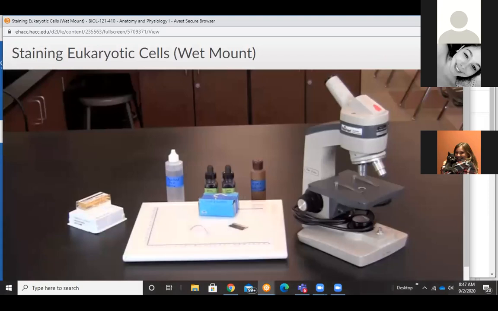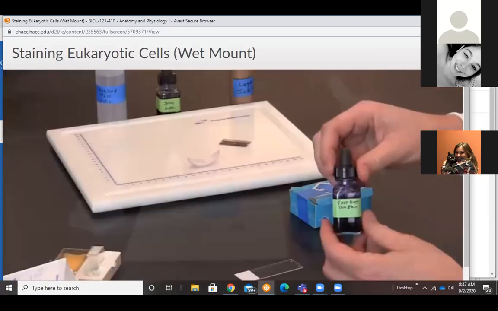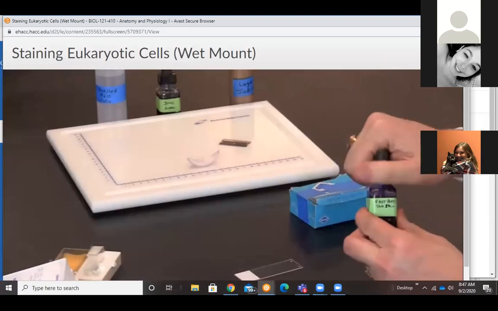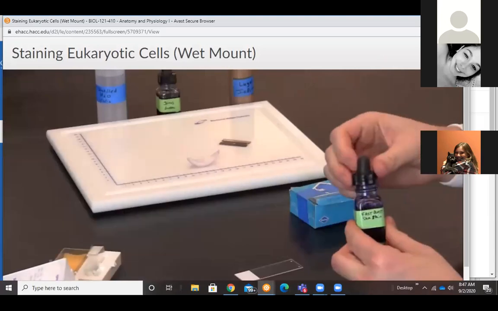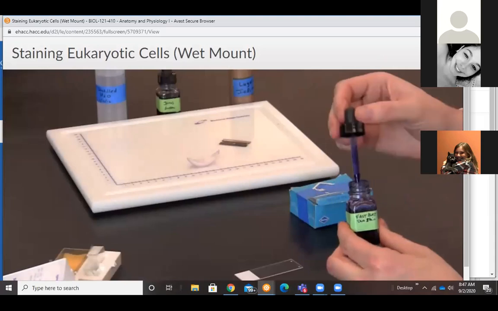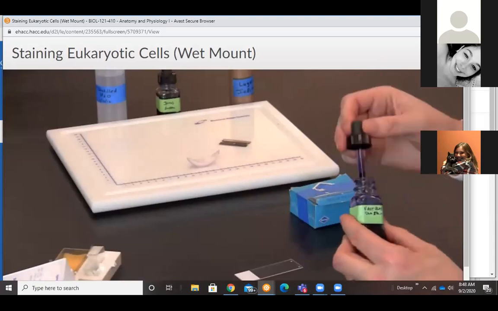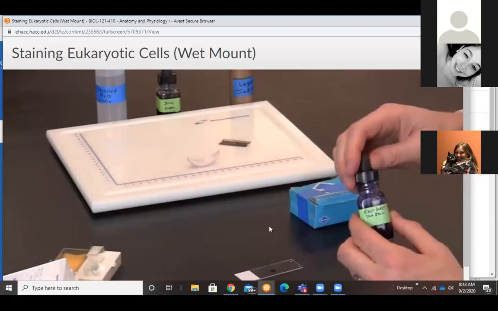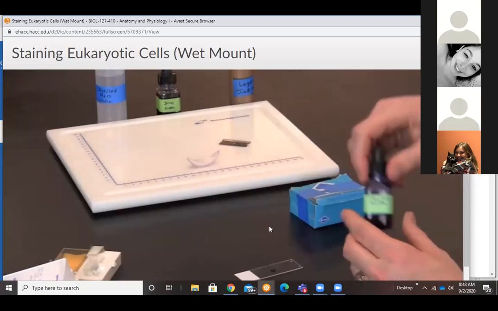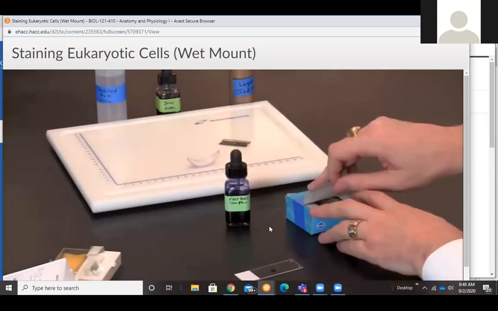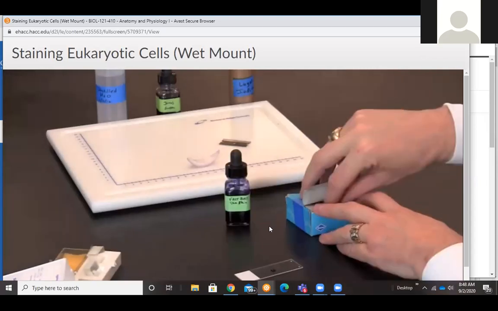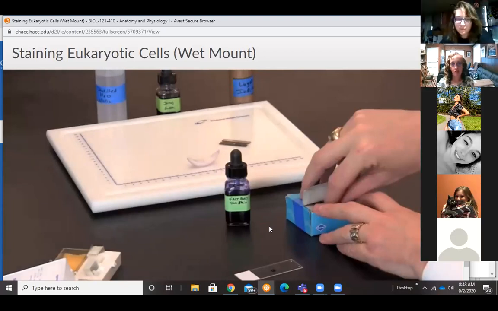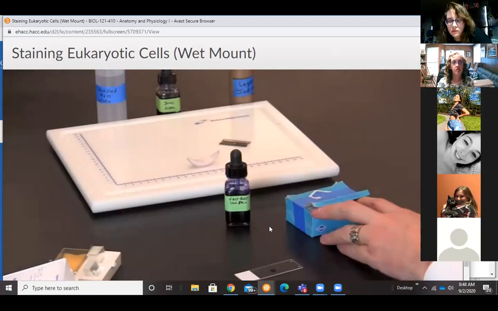In this video, you will learn how to stain eukaryotic cells. To make a wet mount of cheek cells, place a drop of Fast Blast DNA stain on a microscope slide. Use the blunt end of a toothpick to scrape the inside of your cheeks. Place the toothpick into the drop of stain on the slide and swirl it to release the cells into the stain.